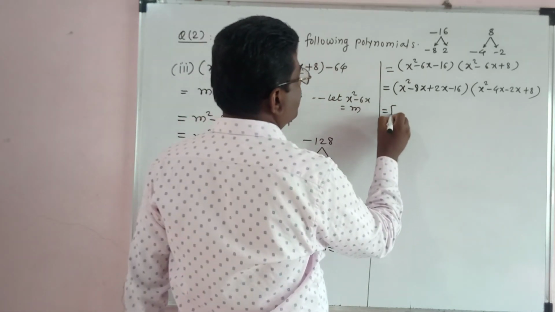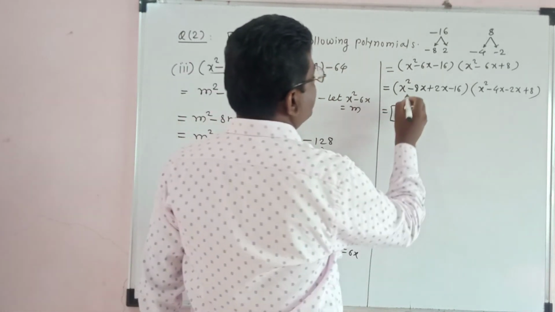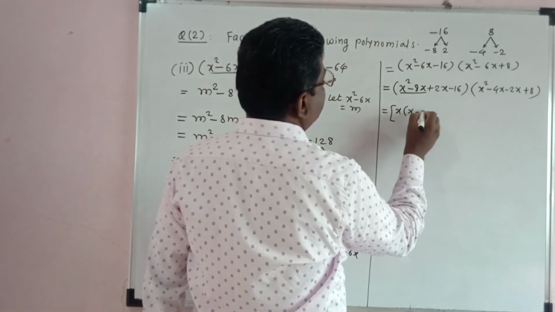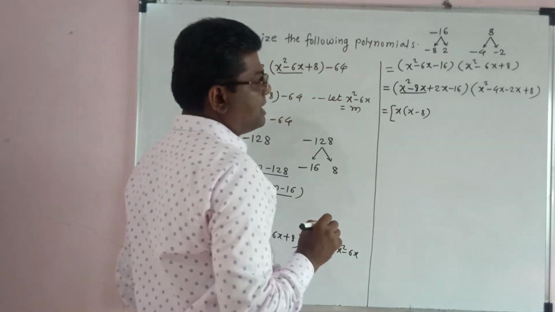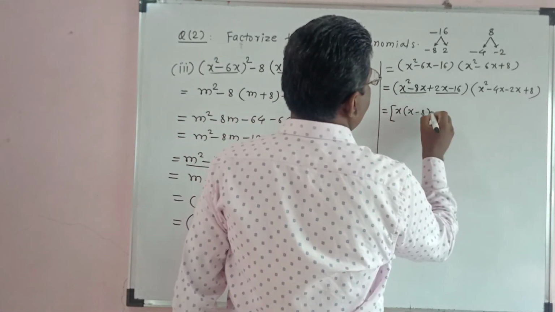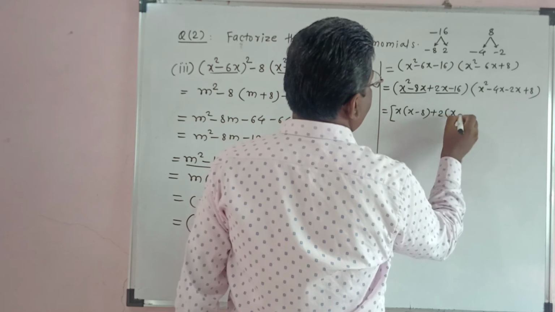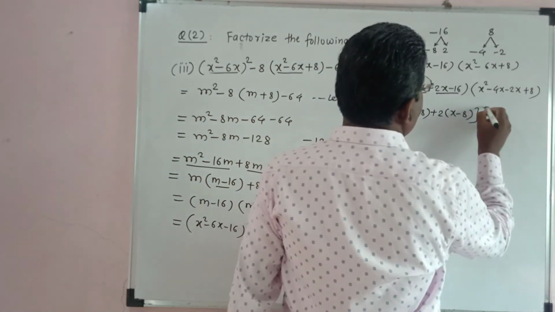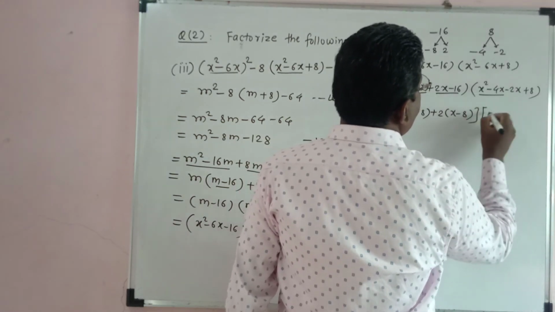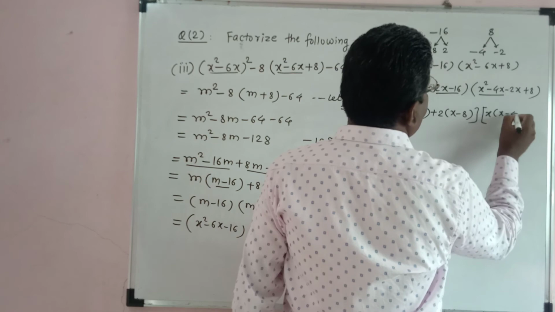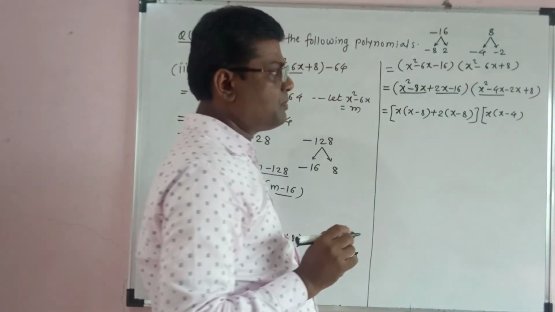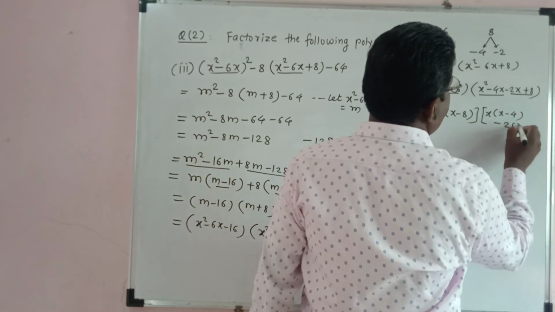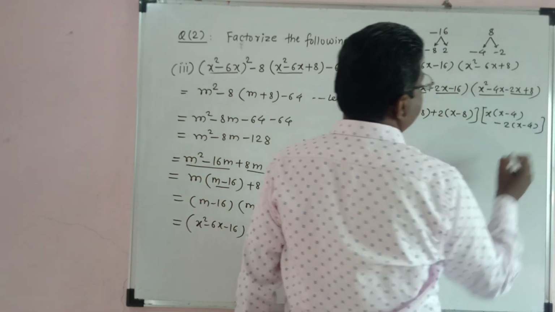Now we write the bracket. In these two terms we can take x common, so in bracket it will be x minus 8. In these two terms we take plus 2 common, in bracket it will be x minus 8. Now in the next bracket, in these two terms we take x common, so in bracket it will be x minus 4. In these two terms we take minus 2 common, in bracket it will be x minus 4.